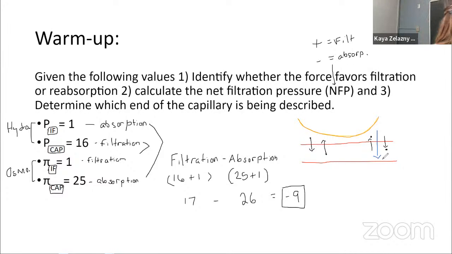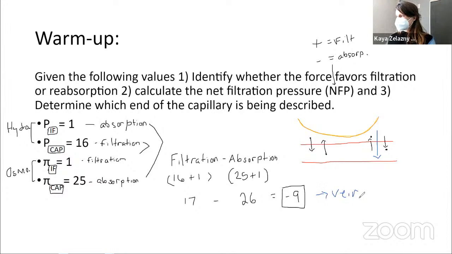So there are a couple ways you can figure out which end of the capillary we're talking about here. You could either remember which value indicates whether we're on the arterial end or the venous end, or you could remember that the direction overall is going to tell us whether we're at the arterial end or the venular end, because we have opposite things happening at either end. So what end do we think we're on here? Perfect. Yeah, we're on the venous end, the venular end, or veins, right?